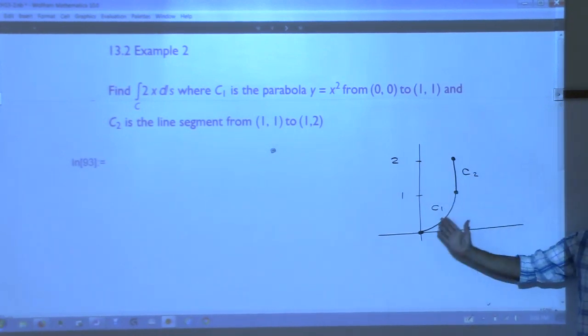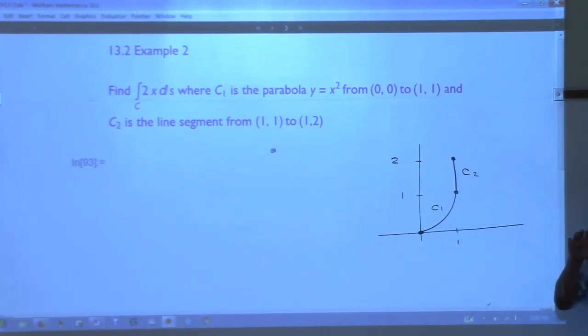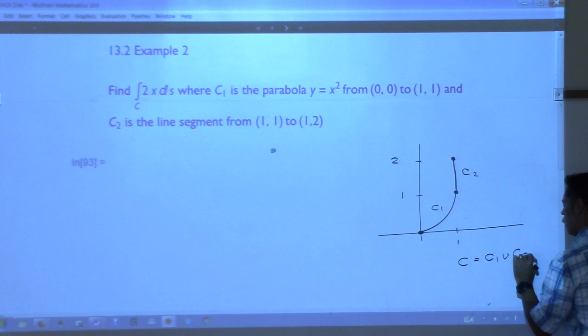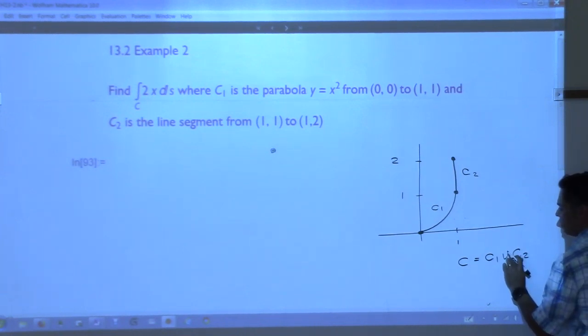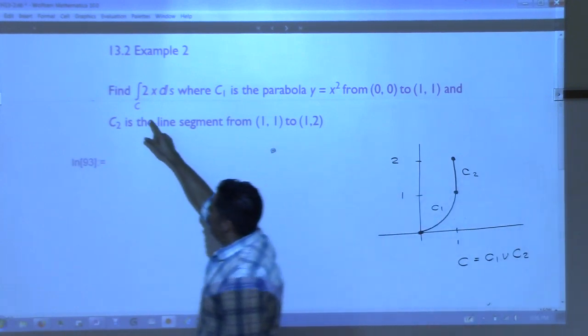C is the whole thing, all right? C is the whole thing. C1 and C2 put together, right? The union of those two sets is C. So C here is the union of those two curves. And what we want to know is the line integral over the whole thing.